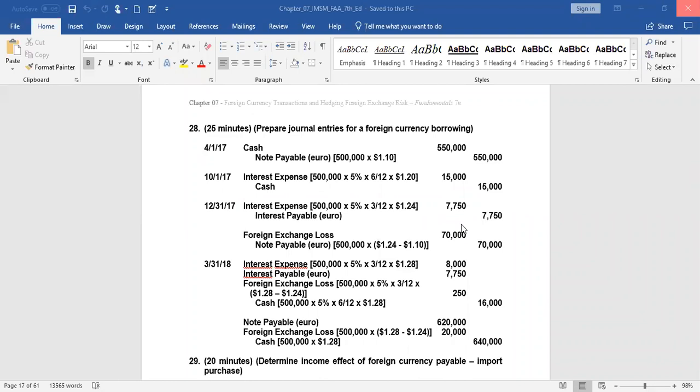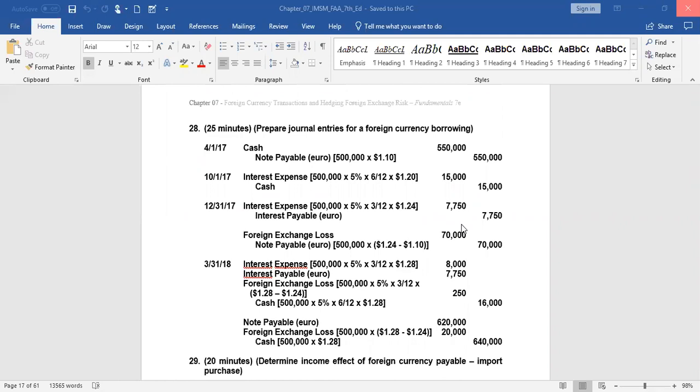But it's just because the euro changed value from the day that we recorded that interest expense to the date we actually paid it. So that difference, due to that time lag, is a foreign exchange loss. Credit cash for the full 16,000 that must be paid for that 6-month period.